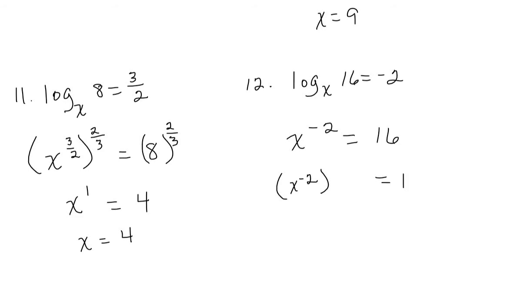I want to raise both sides of these equations to the same power, and whatever exponent I put here has to multiply by -2 to give me 1. So what exponent do I need? Well, it needs to be -1/2. We multiply those two together, we get 1. So here I have 16 to the -1/2 power. And you can just stick that into your calculator if you need to. So you get x equals 1/4.